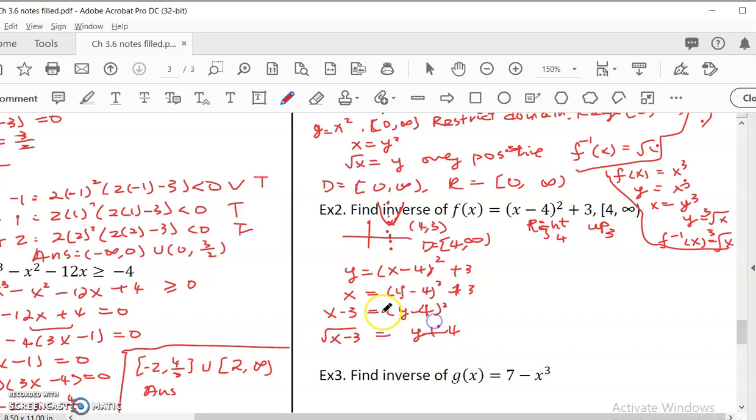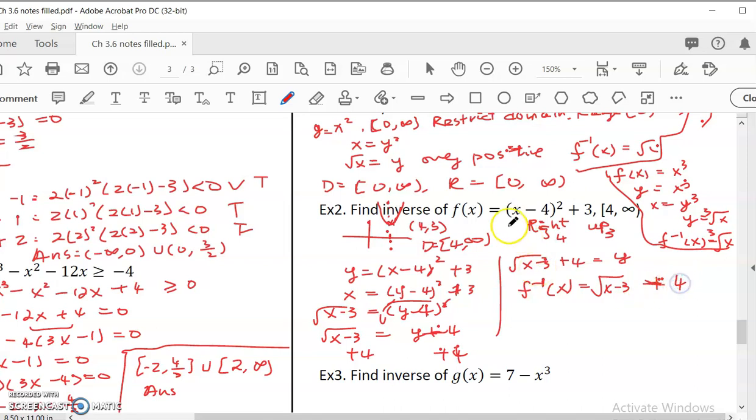So square root of x minus 3 equals y minus 4. After you take the square root, the square and the square root go away, and you have x minus 3. And then we add 4 on both sides. So we would have the square root of x minus 3, but with 4 added outside, equal to y. And this is the inverse function. The inverse function is the square root of x minus 3 and then plus 4. And that would reverse the x minus 4 squared plus 3.